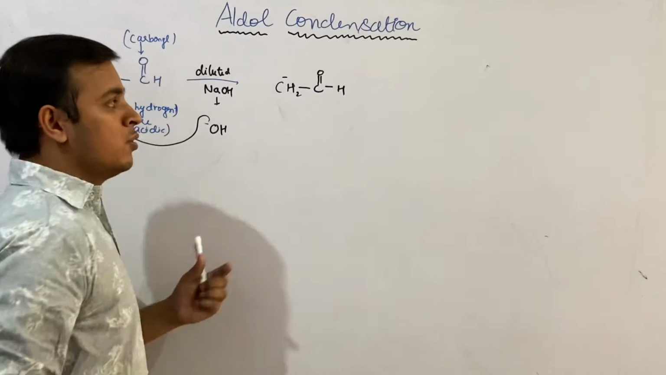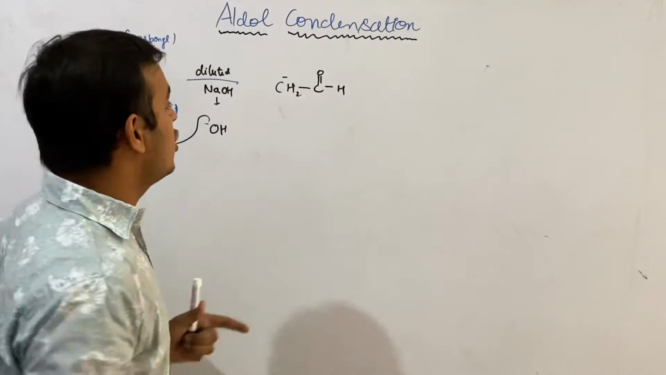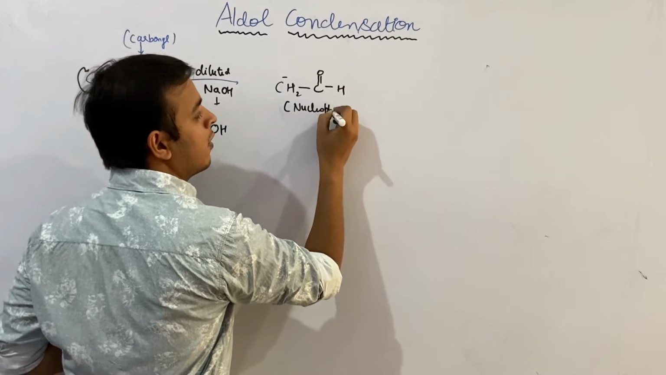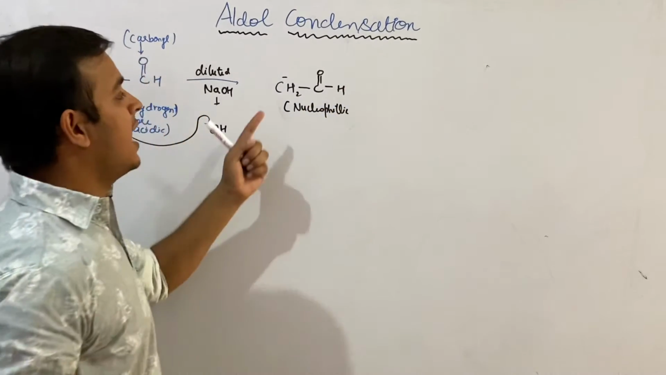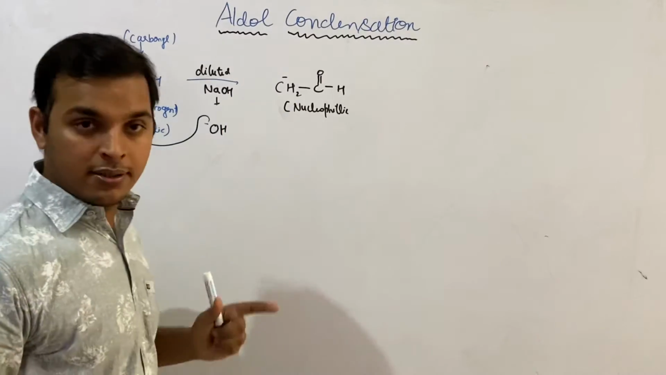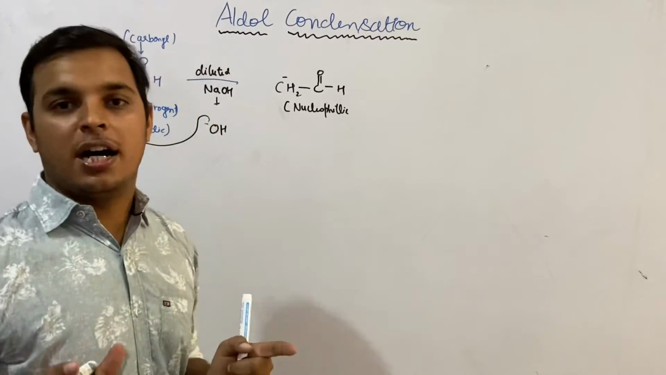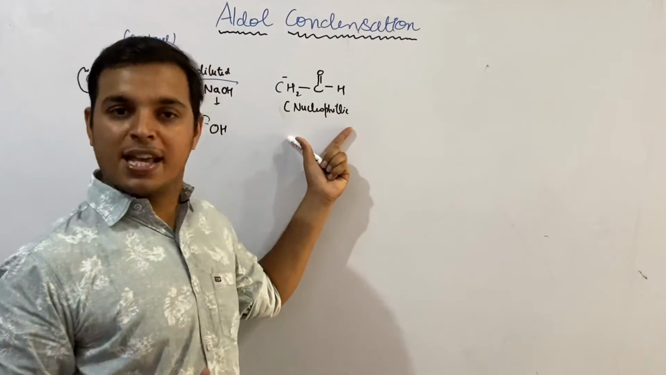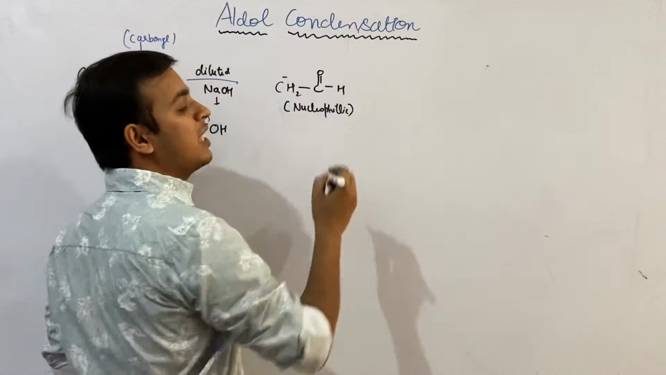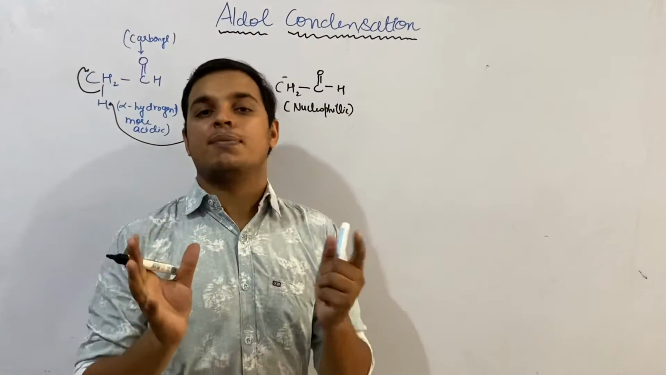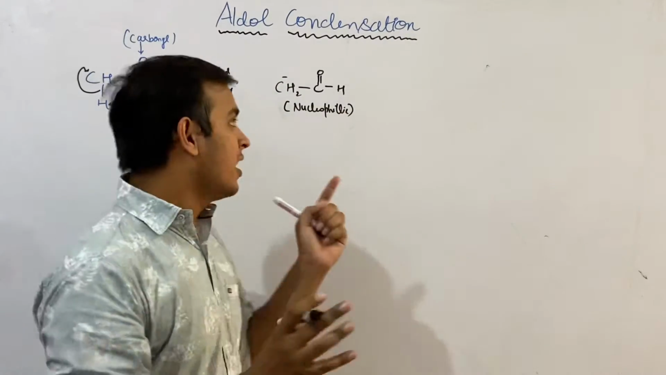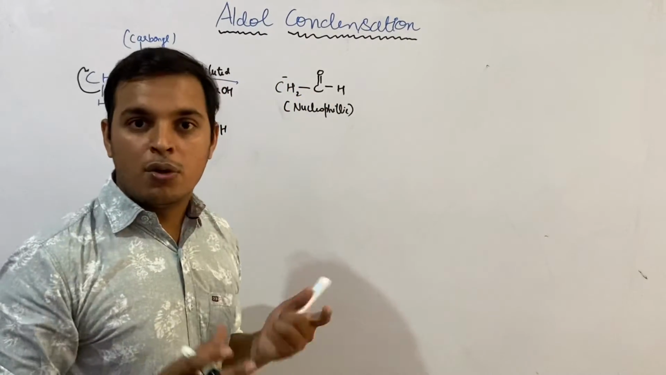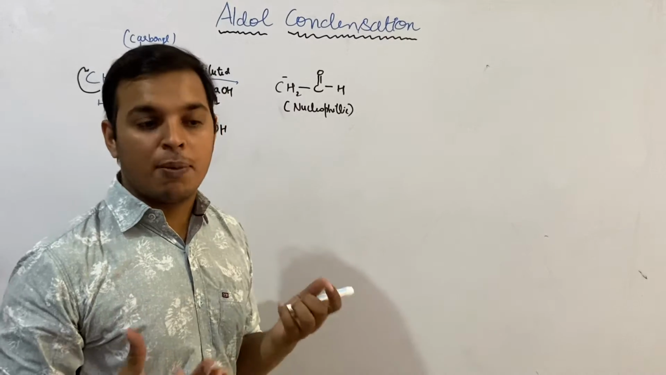This new species formed is nucleophilic in nature. Why is it nucleophilic? Because it contains a negative charge on the carbon. It's a carbon anion. A carbon anion with a negative charge, or any species containing a lone pair, is known as a nucleophile. It will attack the positive area and donate its electron density to it. Nucleophile means a species loving a positive charge.